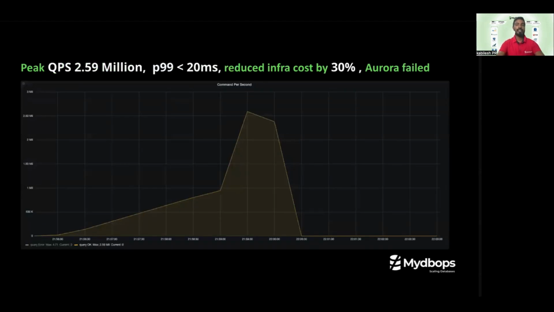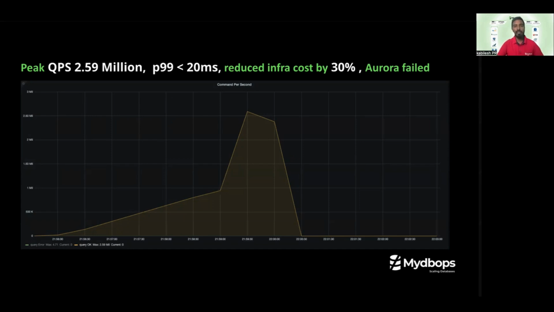So if you mention the scale, right? This is the scale we achieved with TiDB. We were able to scale up to 2.59 million QPS with a P99 latency of less than 20 milliseconds. And we were also able to reduce the infra cost by 30% compared to Aurora.